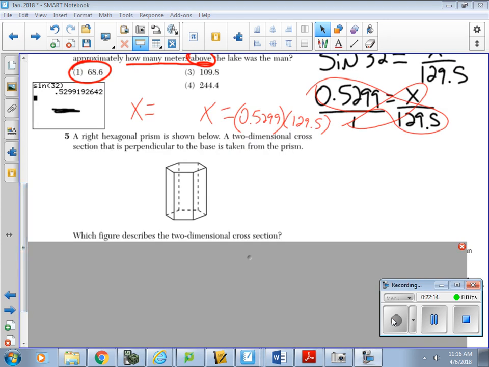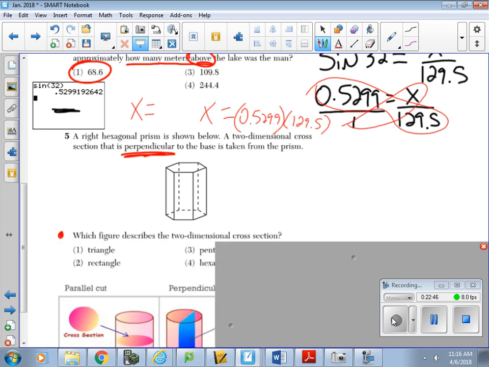All right, here's the last one for this video. Number 5, it says a right hexagonal prism is shown below. A two-dimensional cross-section that is perpendicular, perpendicular, very key word here, perpendicular to the base is taken from the prism. All right, so a cross-section. Okay, which figure, now the question is, which figure describes the two-dimensional cross-section? And then we have some options here.